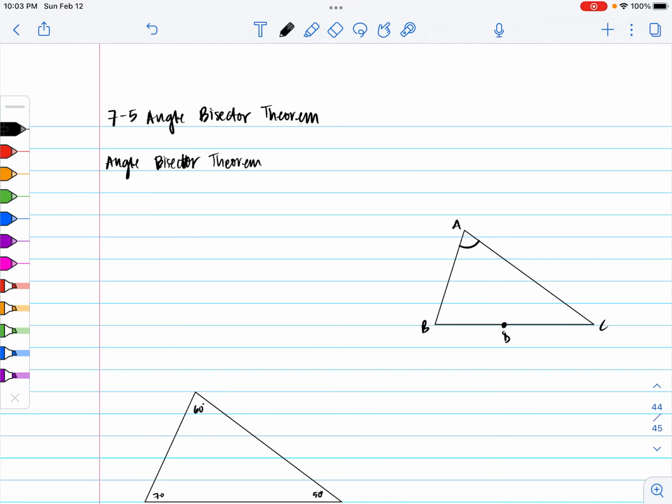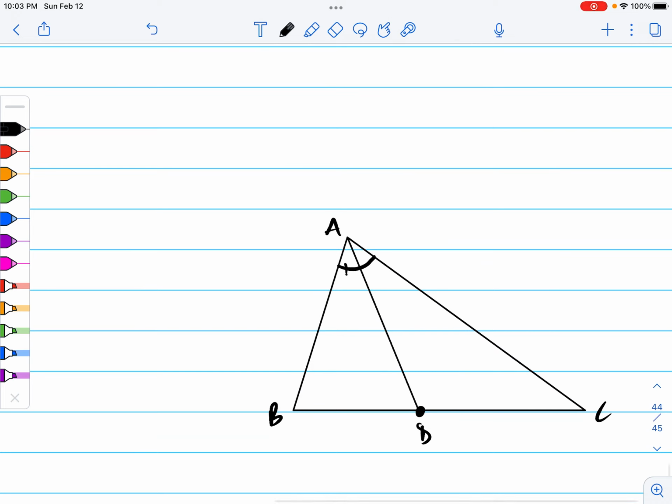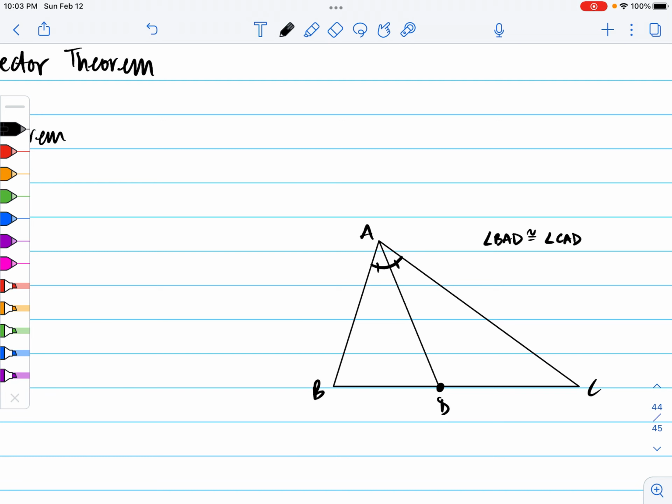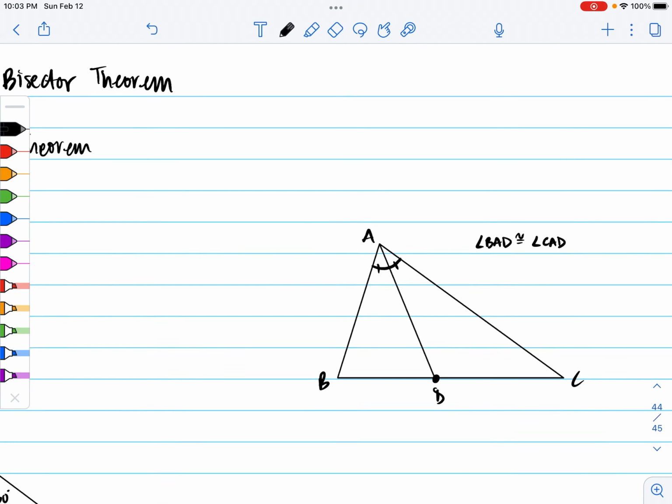Okay, and what I'm going to do is take this angle A, and divide it or bisect it into two congruent parts. Meaning, I'm going to put one tick, meaning those two angles are congruent to each other. So I'm going to write angle BAD is going to be congruent to angle DAC, or CAD, however you want to do it. Let's do CAD. Okay, so those two angles are congruent to each other.